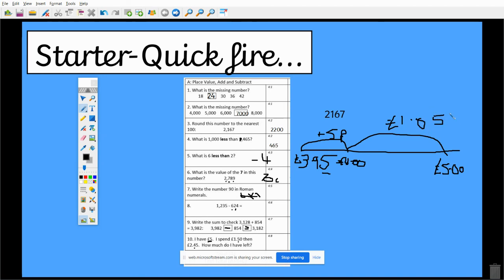Excellent. How much have I got left? So I have to add this jump and this jump. Oh, goodness me, I've written the answer for you. So we have £1, add 5 pence. I've got £1.05 left.